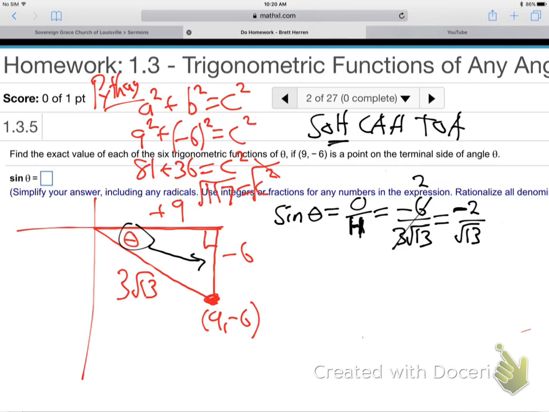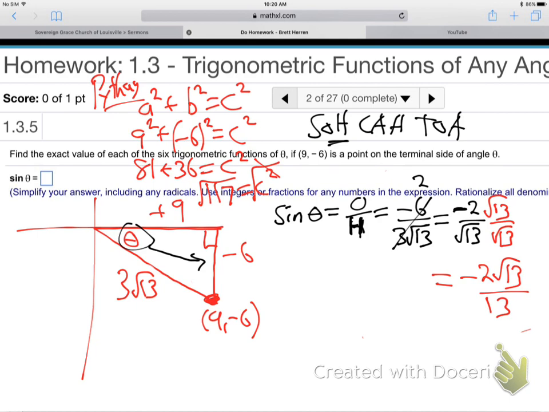Everybody good so far? I'm just doing a sine, which is opposite over hypotenuse. 3 went into 6 2 times. Now I can't leave roots on the bottom. You know what to do. Multiply top and bottom by square root 13. Remember that from algebra? The bottom becomes a plain 13, because 2 13's in, 1 13 out on the bottom. There's the sine. Is that good?